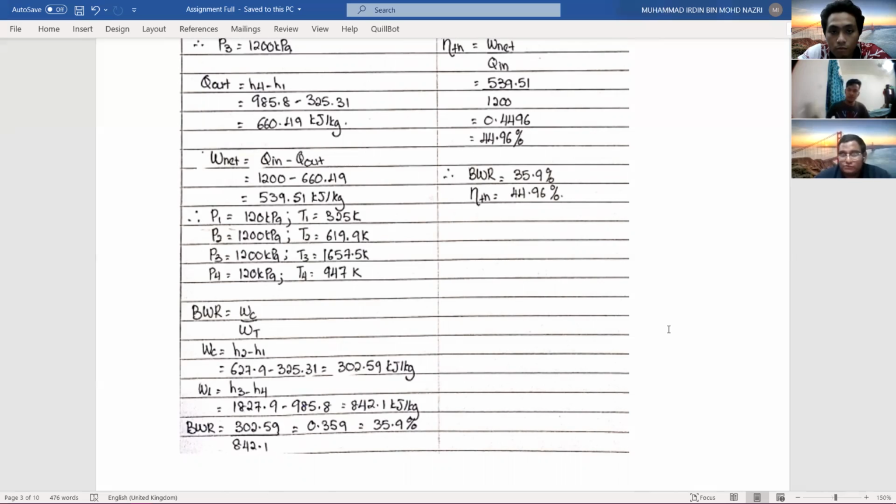Then they asked to find the efficiency of the cycle. How do we find the efficiency? We find the efficiency by the net work divided by Q in. We found the net work earlier, which is 539.51, and Q in is given, which is 1200. From there we get 0.4496, which is equivalent to 44.96%. So we can conclude that the back work ratio is 35.9%, and the efficiency is 44.96%.